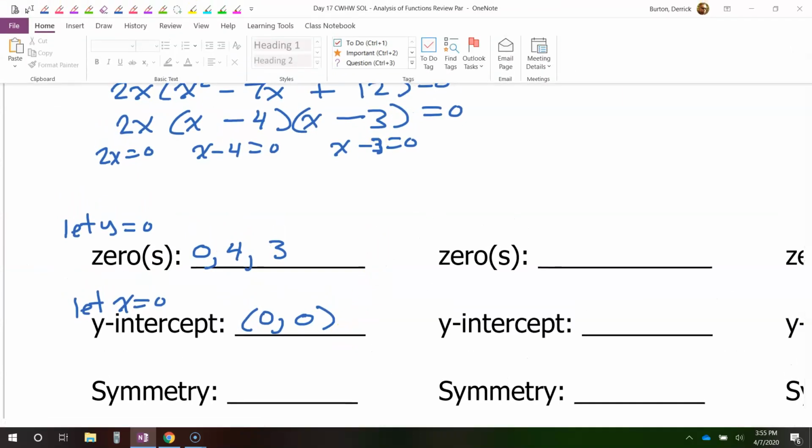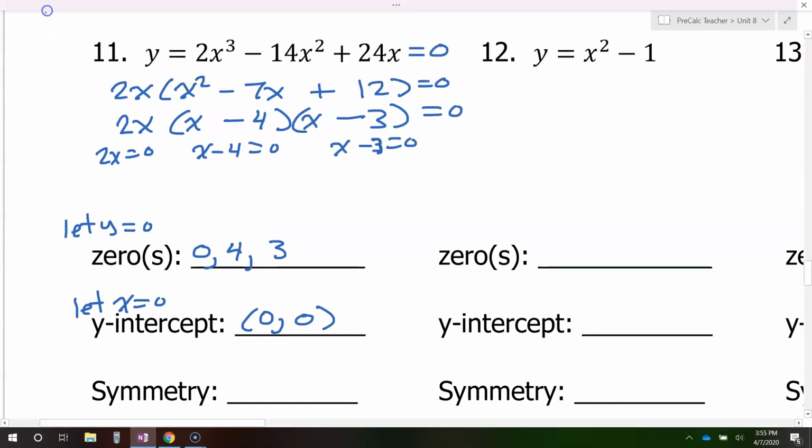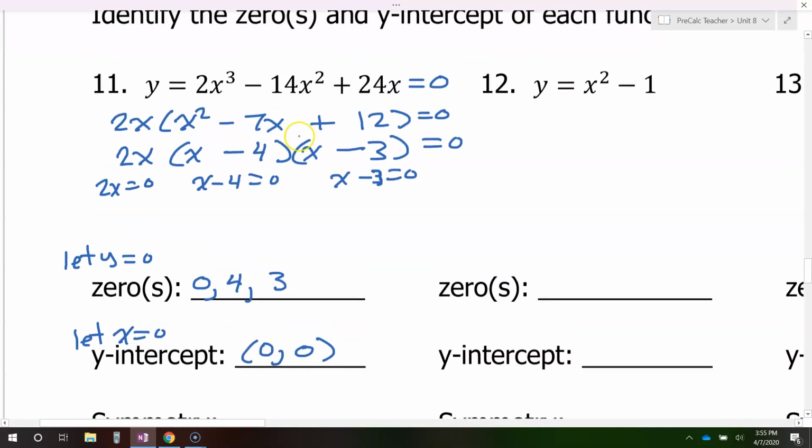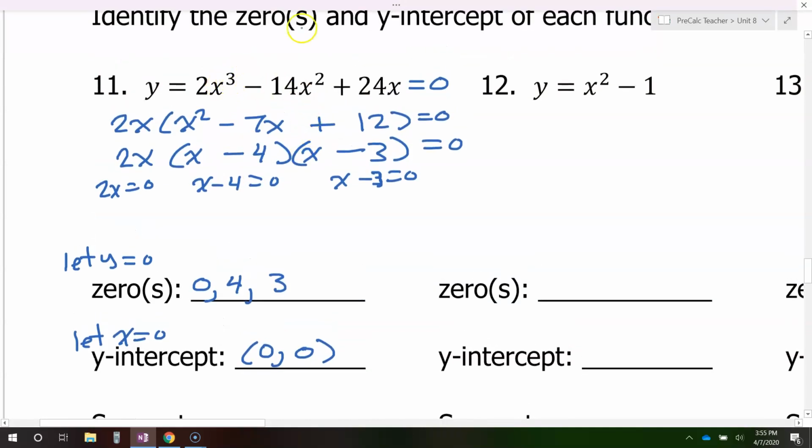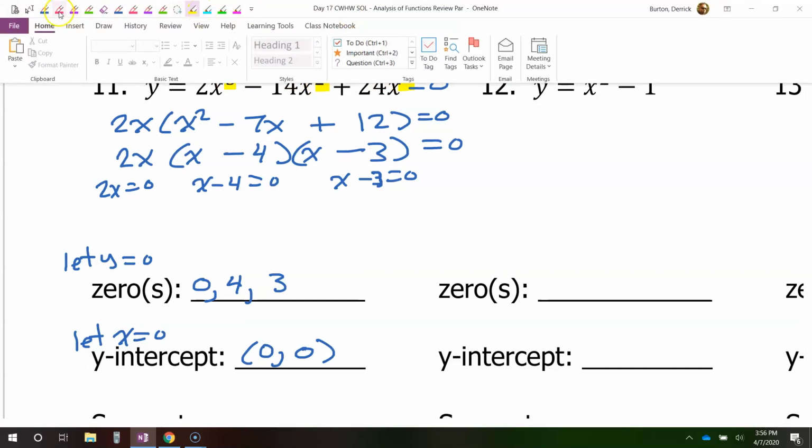Okay, now, so here's a shortcut that really only works for polynomials. The shortcut is, sorry, you can just look at the exponents. Boom, boom, and this is an invisible 1.